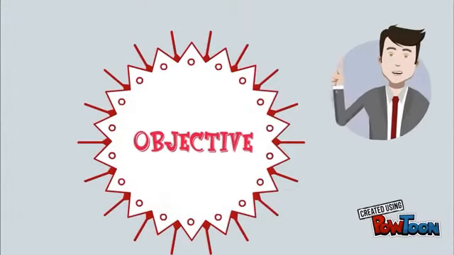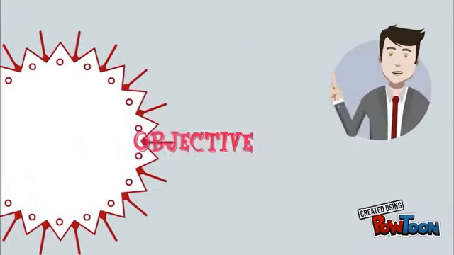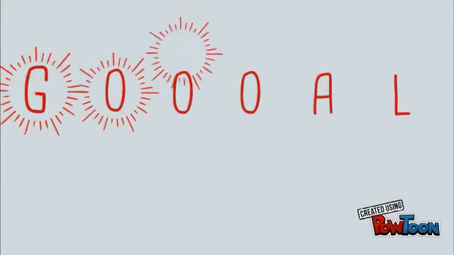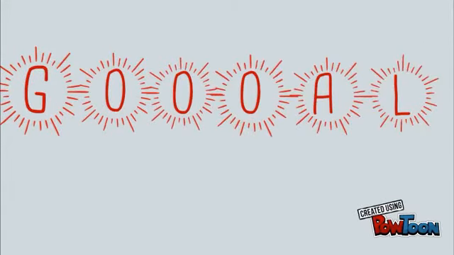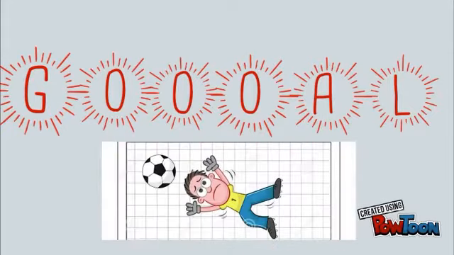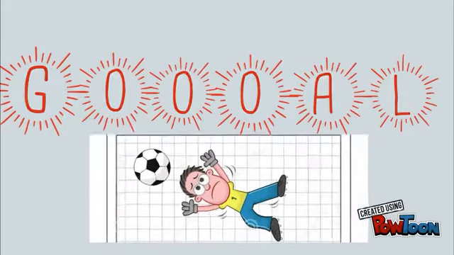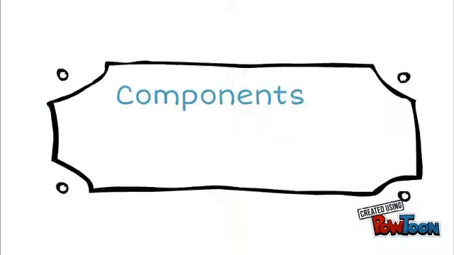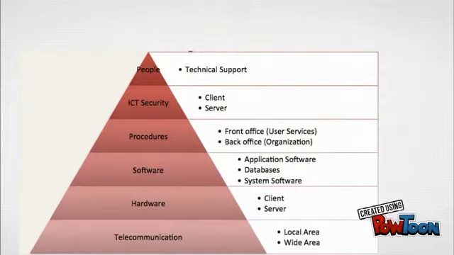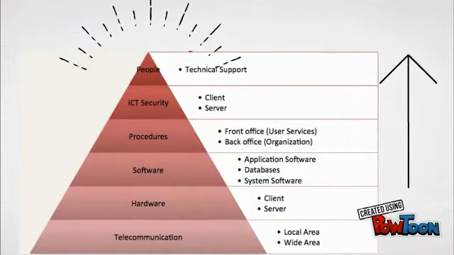As an IT manager, my objective is to provide everyone in the organization with reliable, cost-effective, timely communication and technological solutions in order for everyone to achieve his or her goal. This IT solution is composed of 6 components. These are telecommunication, hardware, software, procedure, security, and people. In fact, each layer in this pyramid depends on the previous one.